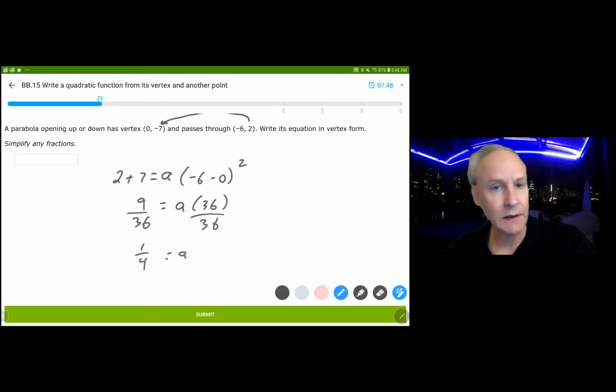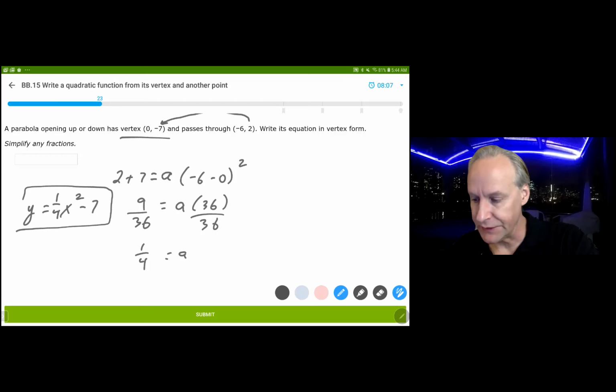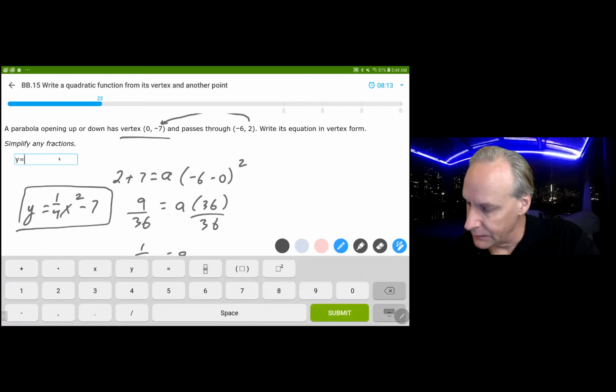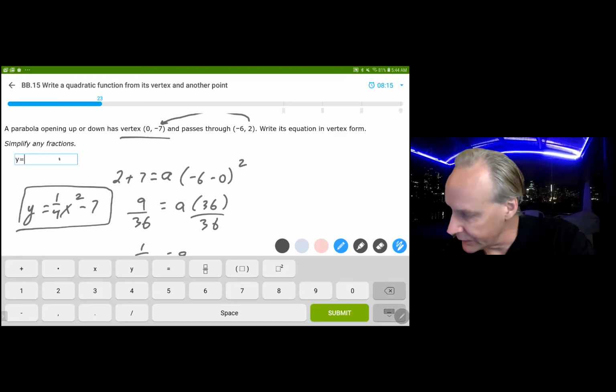We're almost done. Now we just have to put in our equation. Now, the shortcut for this, of course, is to just think of this as, since when x is 0, y is going to be -7. So we know we've got y equals 1/4 x squared minus 7. And I could just shortcut it a little bit. So there it is. Hopefully you can see where I got that from.